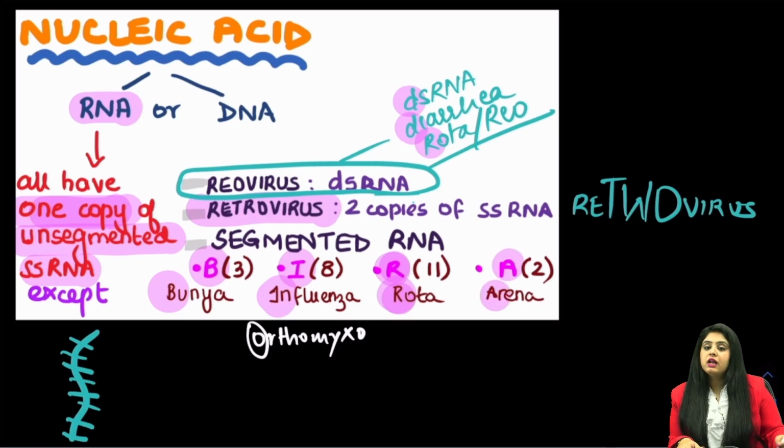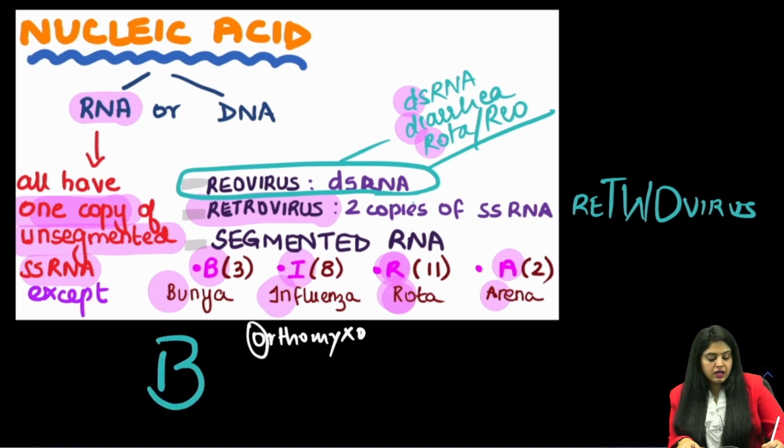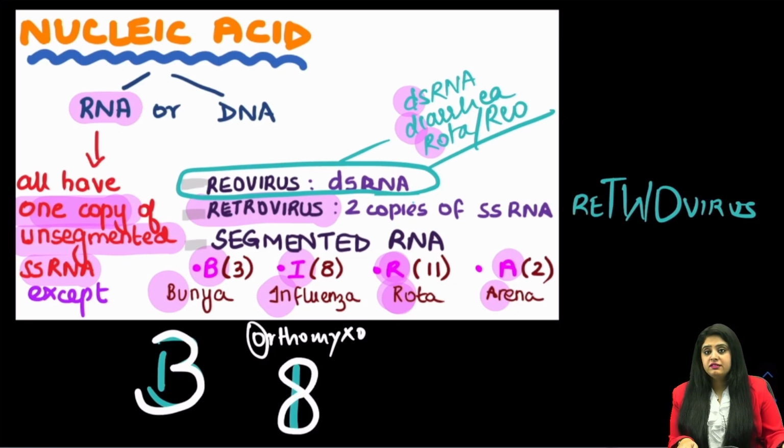Now they will also ask you in how many segments have you broken them. So remember, the way you write bunya, the bunya is telling you that it is broken into 3 segments. The way you write influenza, that will tell you that it is broken into 8 segments. Then 3 plus 8 karo 11. So rotavirus is broken into 11 segments, and 1 plus 1 2. So arenavirus is broken into 2 segments.